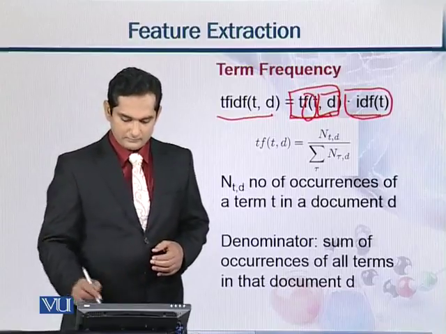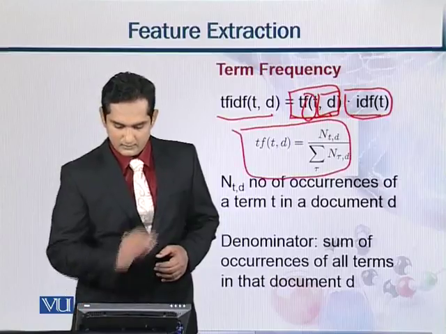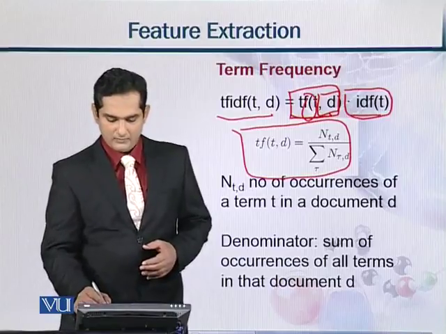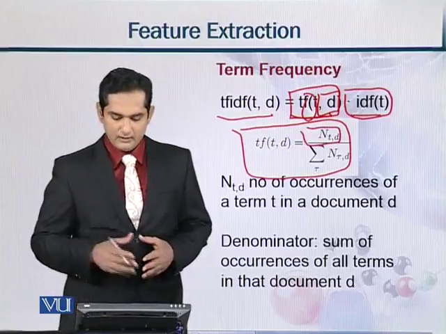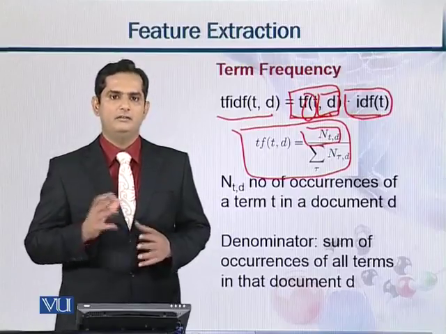Moving on, for term frequency information we have taken this equation, which basically presents two things. Number one, NTD. NTD is basically the number of occurrences of a term in a document D.